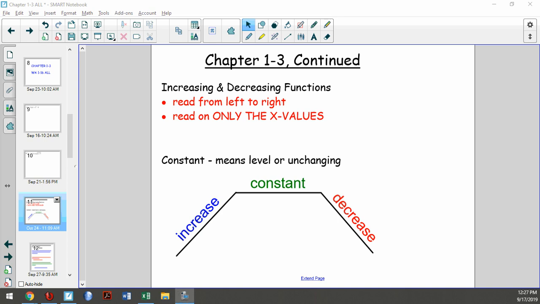Okay, today we are doing chapter 1-3, and we're talking increasing, decreasing, and constant. How many of you guys have ever ridden a roller coaster? Or have seen a roller coaster? Okay, when you first get on the roller coaster, everybody gets strapped in.